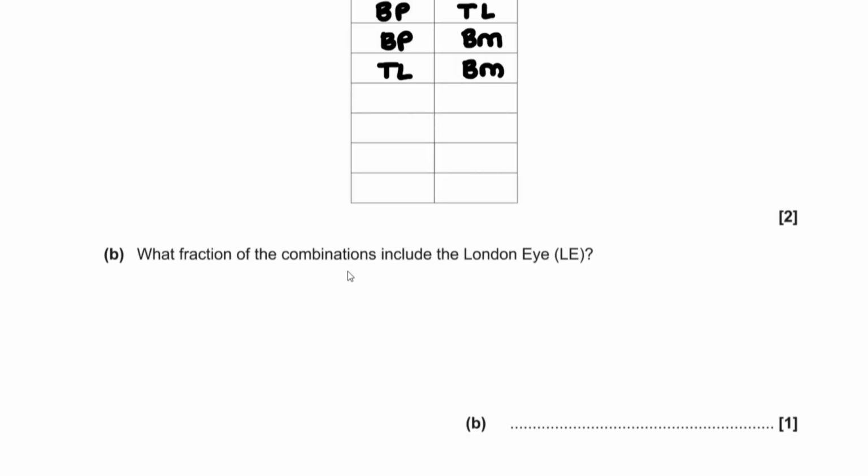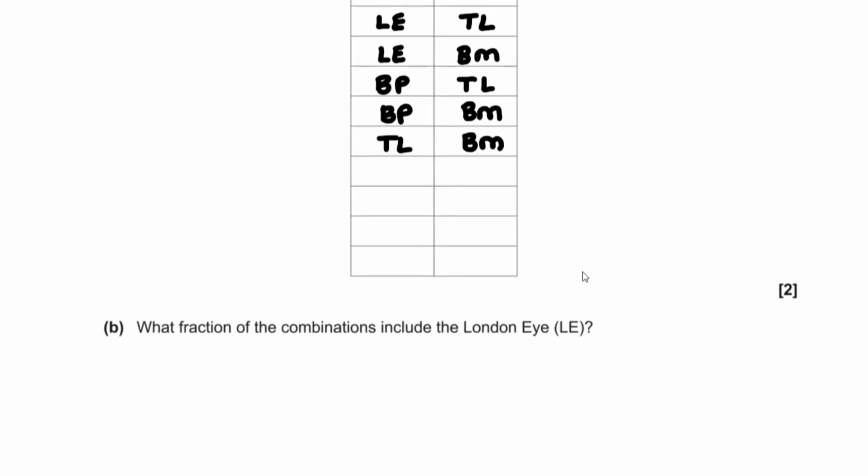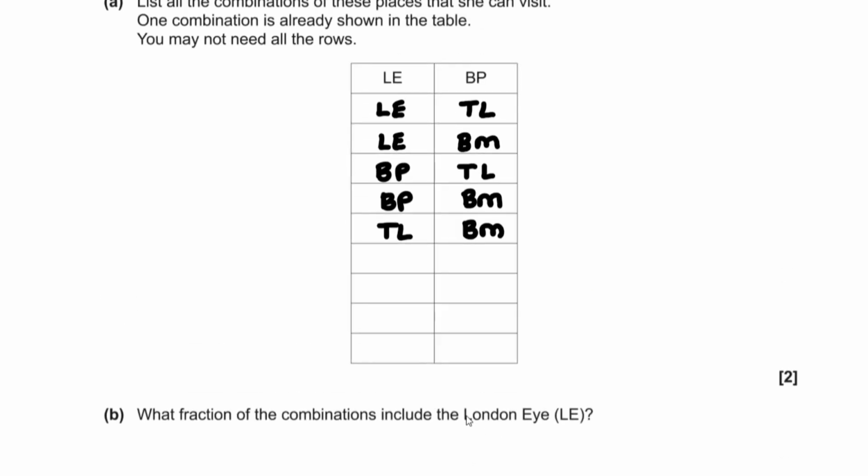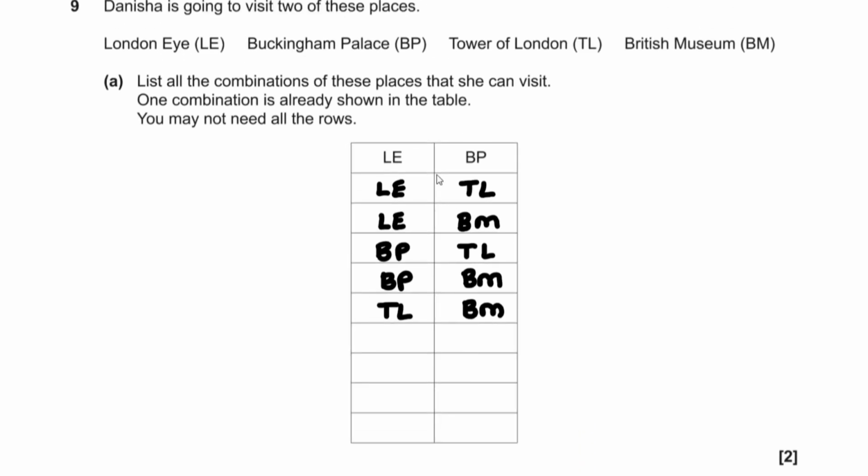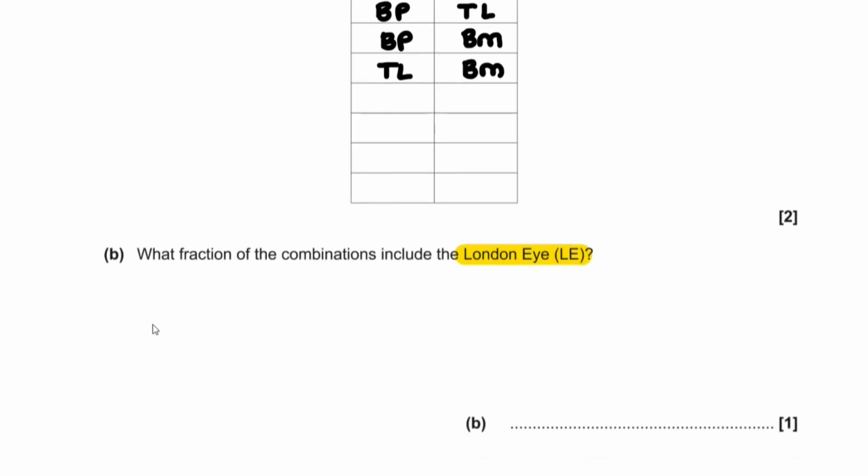Part B, what fraction of the combinations include the London Eye? So let's see which include the London Eye. We've got 1, 2, 3 out of a possible 6. So we have 3 out of 6, which is equal to 1/2. So we have 1/2.